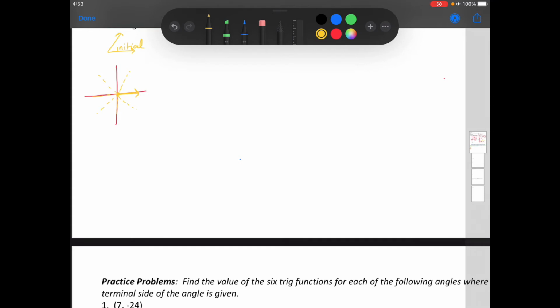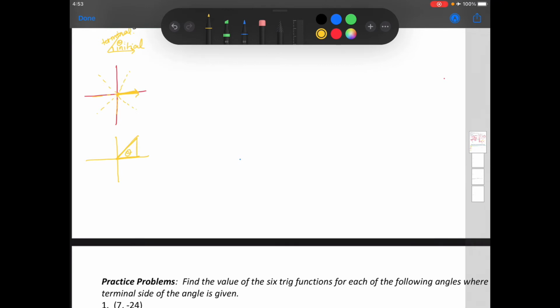So your initial ray is glued to the x-axis, and your terminal ray tells you how big the angle is, right? We usually use a Greek letter theta to denote an angle. Now when we are working with reference triangles, remember they are between the terminal ray and the x-axis. The angle formed by the terminal ray and the x-axis is your reference angle.